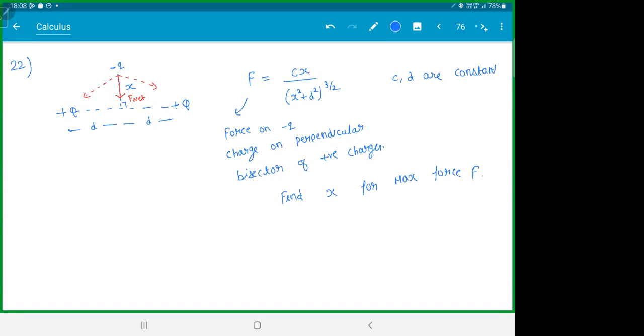Seriously, no one got the answer. Just differentiate, no? F is Cx by d square plus x square whole power 3 by 2. You just need to differentiate dF by dx. How much is this? C is anyway constant.